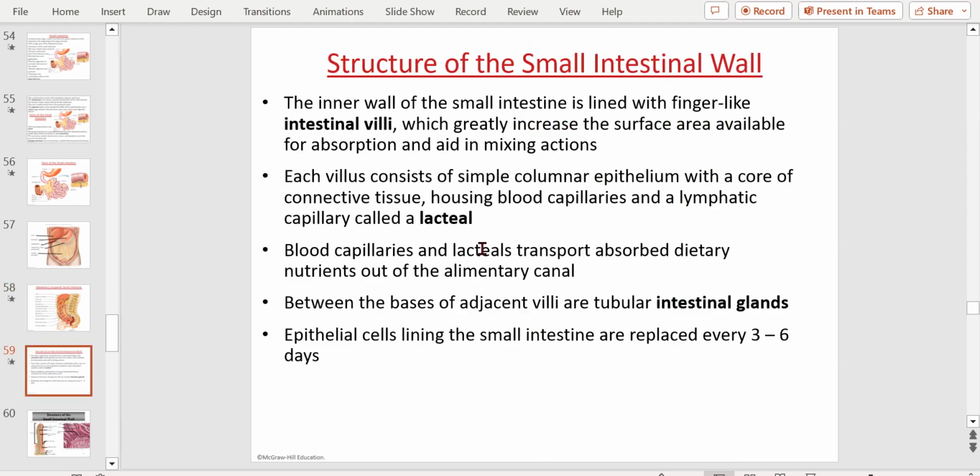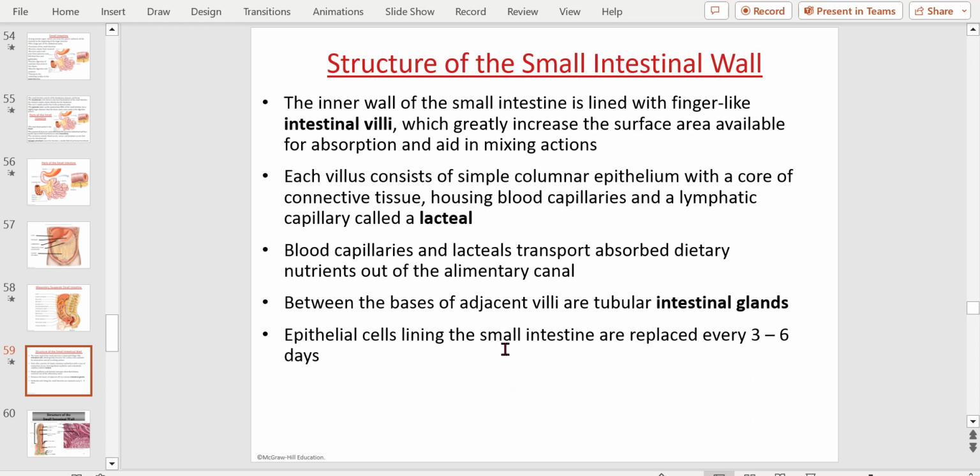Structure of the small intestinal wall. The inner wall of the small intestine is lined with finger-like intestinal villi, which increases surface area available for absorption. And like we talked about before, the body is a marvel at creating space where there is none. Each villus consists of a simple columnar epithelium with a core of connective tissue housing blood capillaries and lymphatic capillaries, and we call this a lacteal. We've seen those there before. We'll get back into them right now.